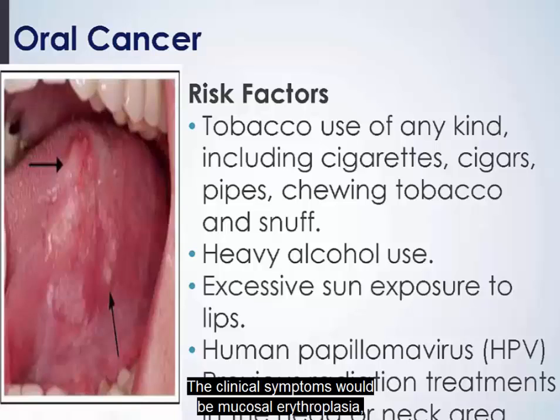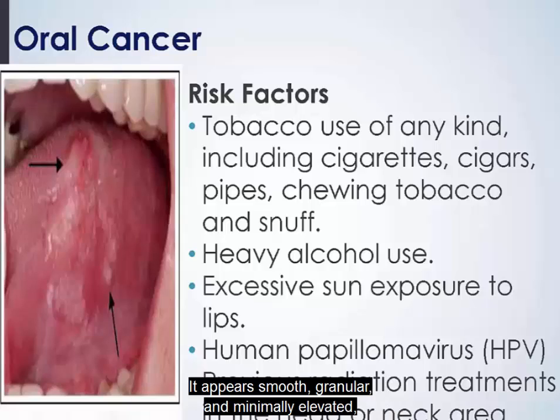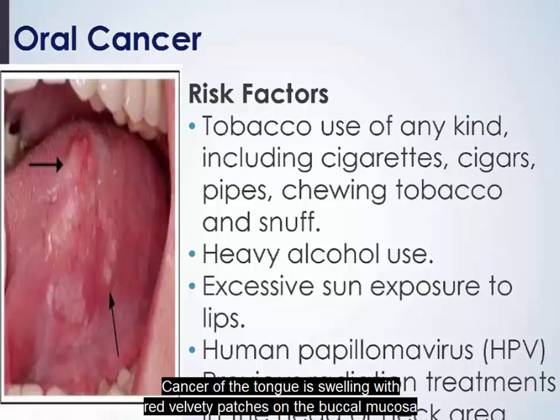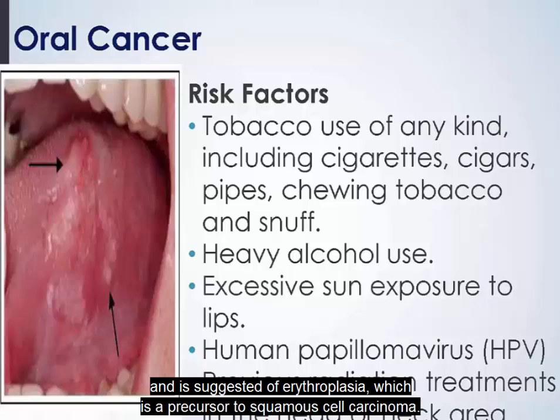The clinical symptoms would be mucosal erythroplasia, which is a red inflammatory mucosal change. It appears smooth, granular, and minimally elevated and could contain leukoplakia, which is the white component. Cancer of the lip is a lesion that does not heal. Cancer of the tongue is swelling with red velvety patches on the mucosa and is suggestive of erythroplasia, which is a precursor to squamous cell carcinoma.